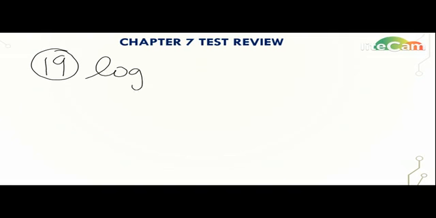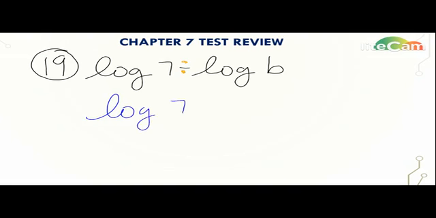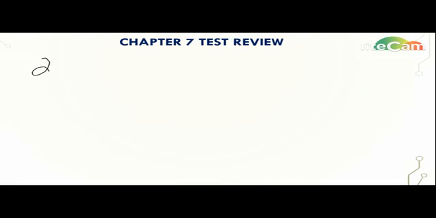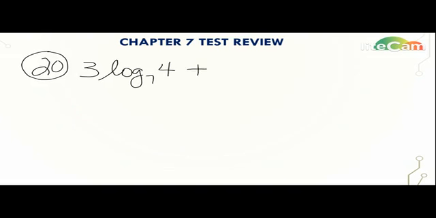It's very important to remember that when you're expanding, you need to write several logs for your bases, but when you're condensing, like in number 19, you're going to write only one log. So in this case, this is going to be log 7 divided by b. And I'm just working backwards. So if it's a subtraction, I'm going to make it a division. And if it's addition, I'm going to change it to a multiplication.